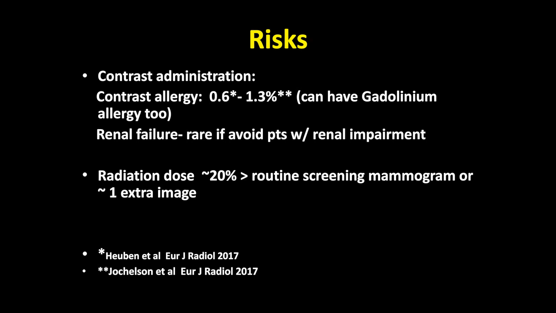We have to remember that although less frequent, women can develop an allergy to gadolinium, so one needs to be able to handle a contrast reaction. Renal failure is extremely rare if you screen your patients carefully, and we do not do contrast mammography on any patient who has potential renal impairment. The radiation dose that is given is the approximate equivalent of 1 additional mammographic view.